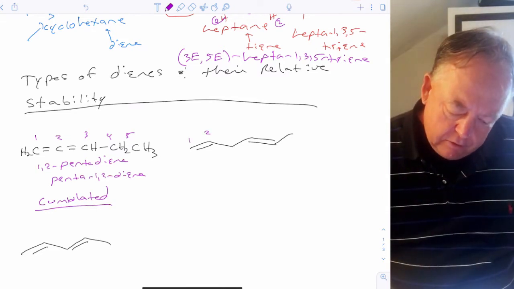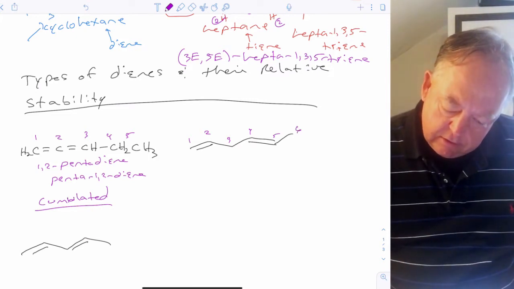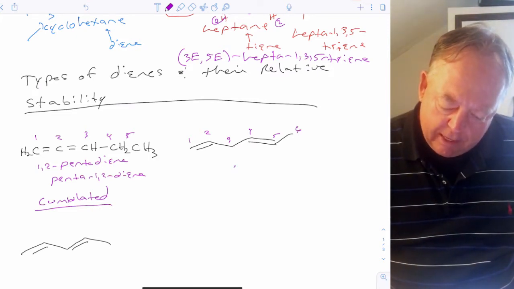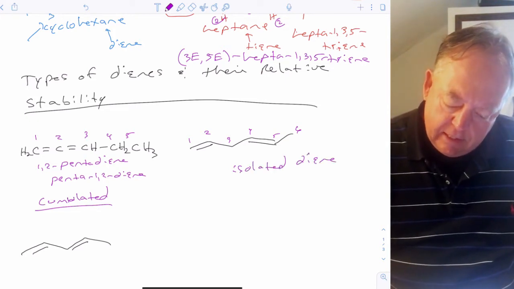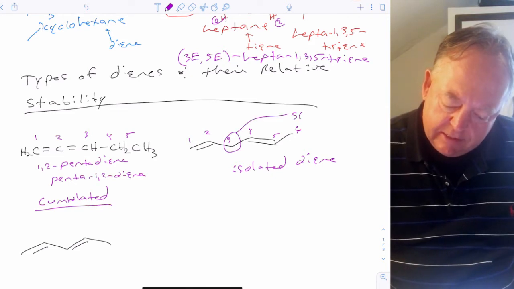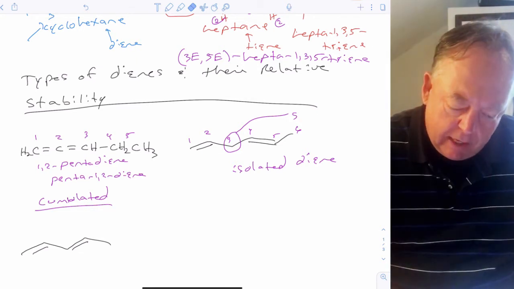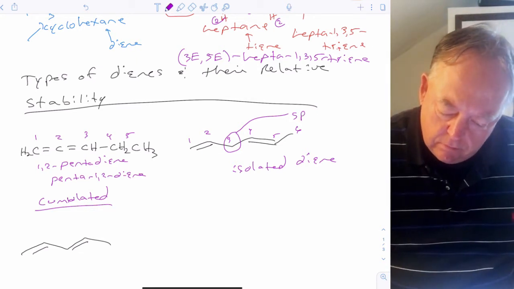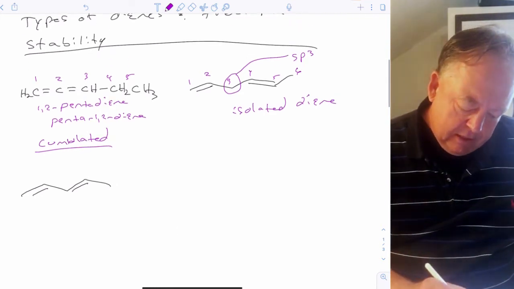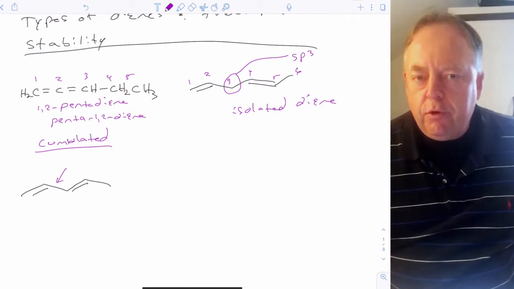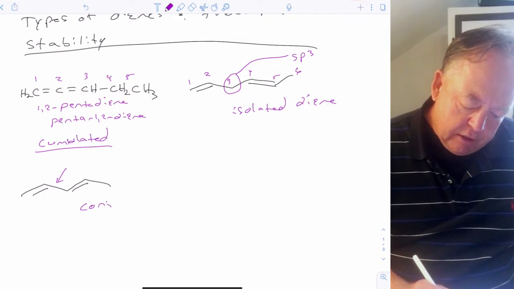And in this case, this type of diene is what's called an isolated diene, because there is at least one sp3 hybridized carbon in between them. There could be more, but if there's at least one sp3 hybridized carbon in between them, then the dienes are said to be isolated from each other. And in this case, there's not. There's no sp3 hybridized carbon in between them, so this type of double bond is what's called conjugated.